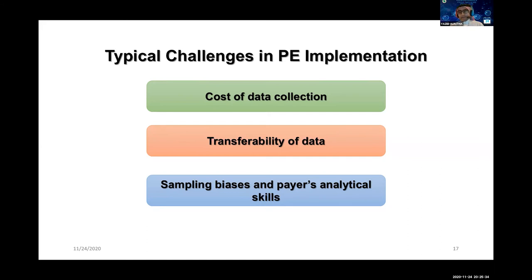Sampling biases and selection biases are common in many economic evaluations, as are the payer's analytical skills. So usually the payers outsource that to a CRO to do it for them. However, there can be some limitations in the payer's ability to interpret and analyze the data and then submit it in a way that will limit the access of this medication, or at the same time not reveal the real value, or overestimate the real value of the intervention.